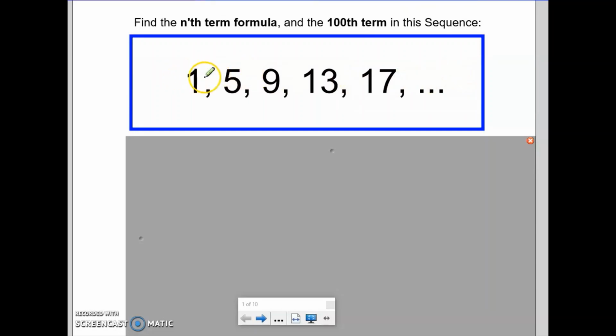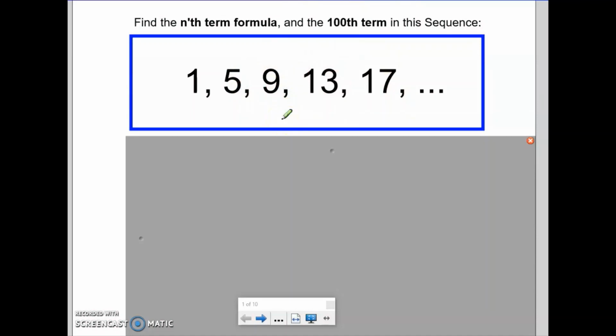I'm referring to this sequence as a linear sequence because it increases by a consistent amount each time. So a linear sequence increases or decreases by the same number each time. In this example, I'm adding on 4, adding on 4, adding on 4, adding on 4, and so on. So I know I'm dealing with a linear sequence.